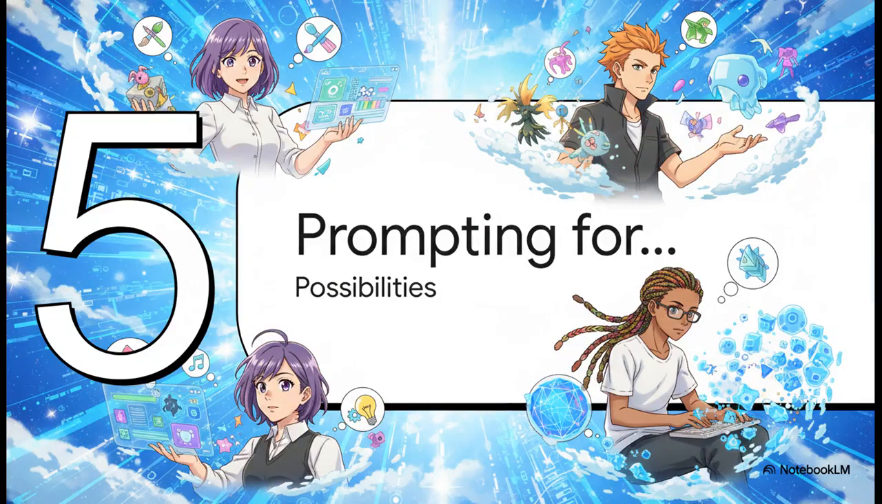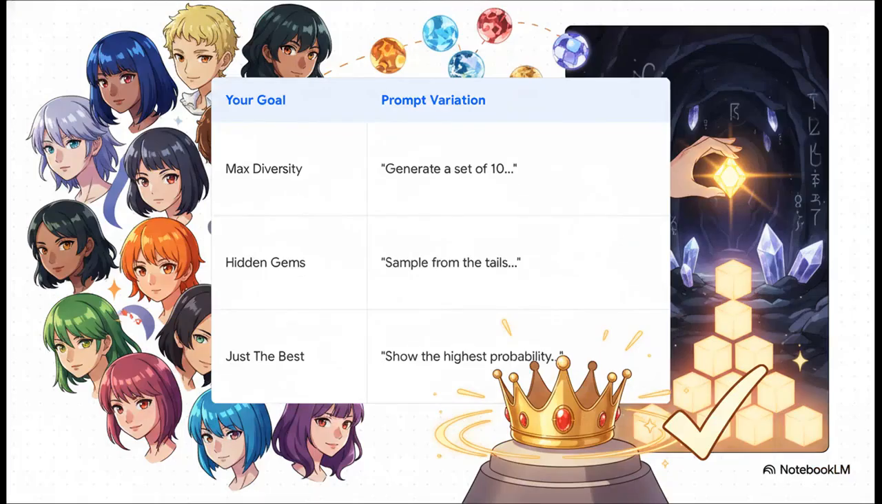Okay, so now it's your turn. Because the real power here is that you can tweak this to get exactly the kind of creativity you're looking for. Just think of this as your creative control panel. You want maximum diversity? Easy. Just ask for a bigger set of responses, maybe 10 instead of 5. Are you hunting for those really weird hidden gem ideas? Ask the AI to sample from the tails of the distribution. That's where the least likely answers live. And hey, if you ever just want that number 1 answer again, you can still ask for that too.